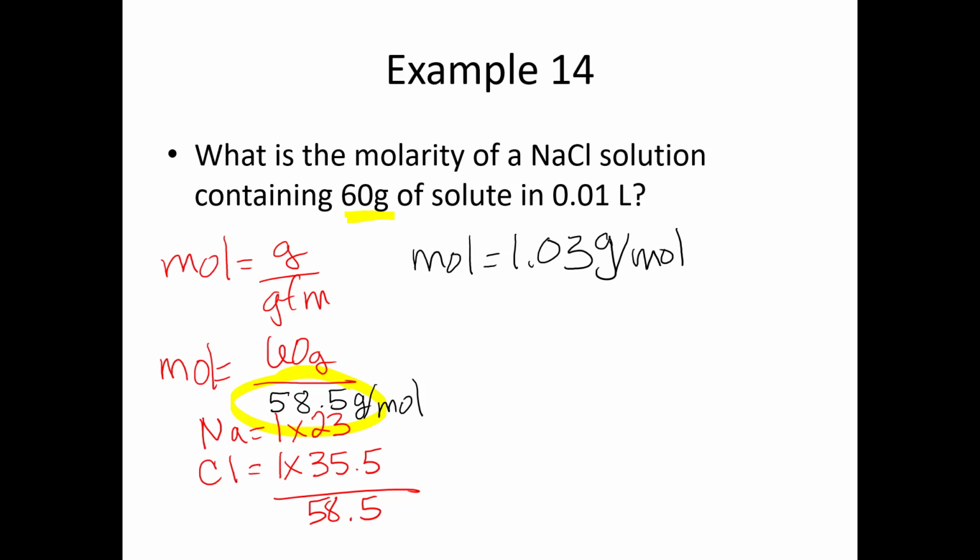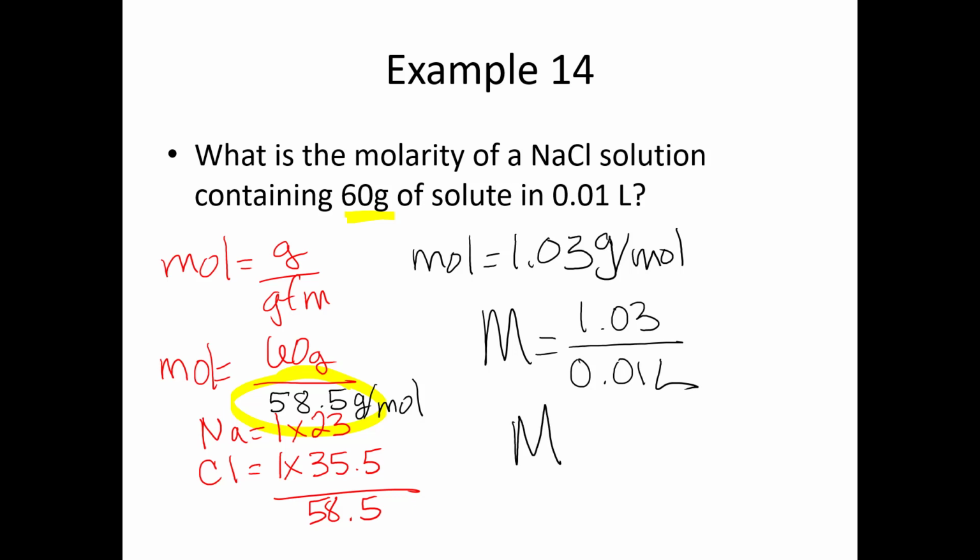Now we know how many moles we have. So we are going to take our moles, put it into our molarity formula, 1.03, and we are going to divide that by our 0.01 liters. And that is going to give us a molarity of 102.56, which would round to 102.6, and that would be moles per liter, our units for molarity.